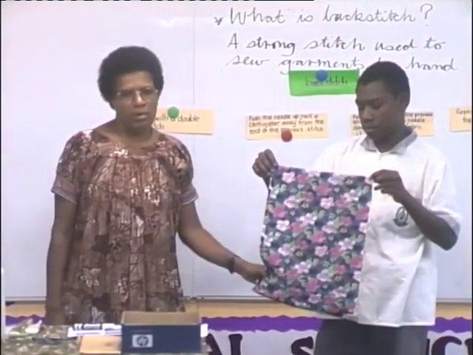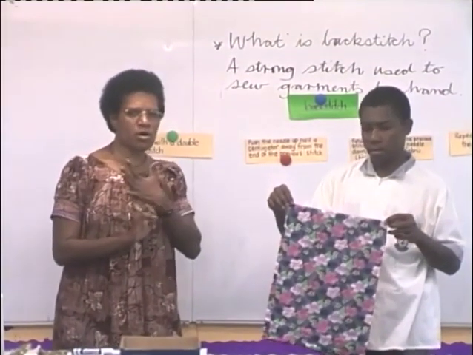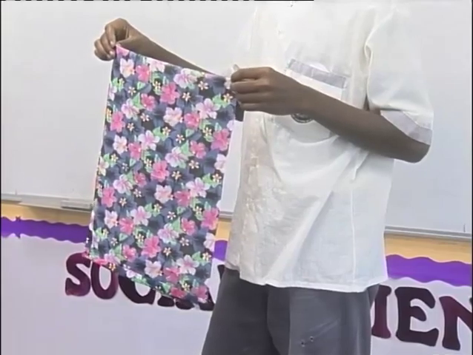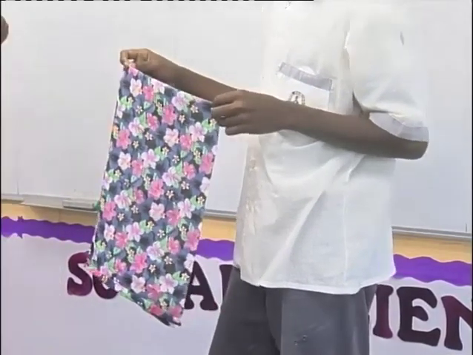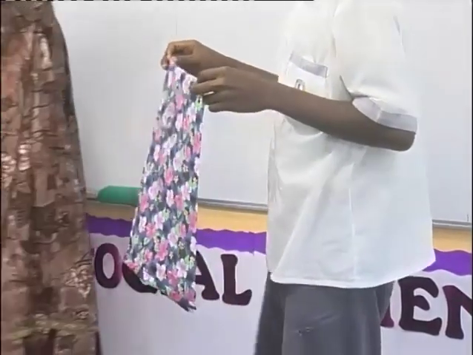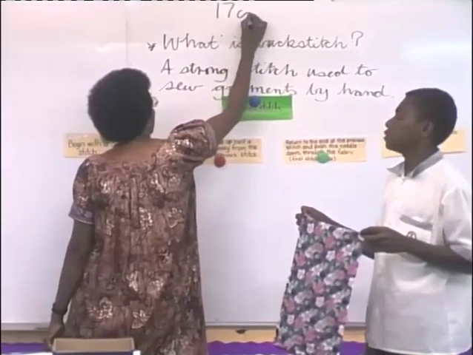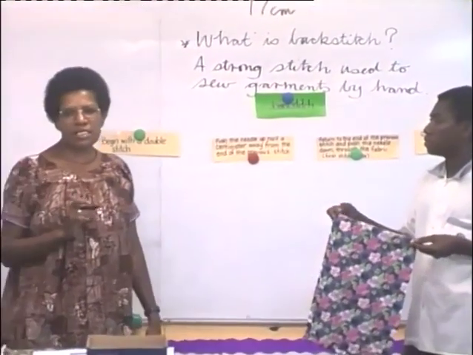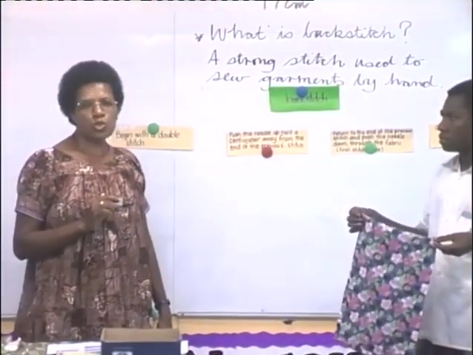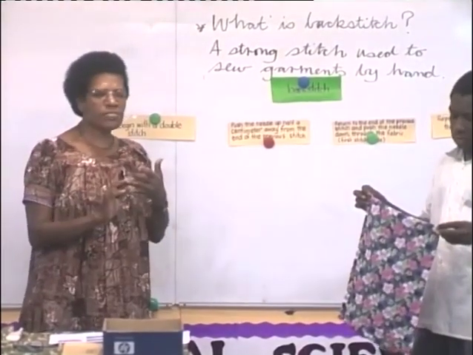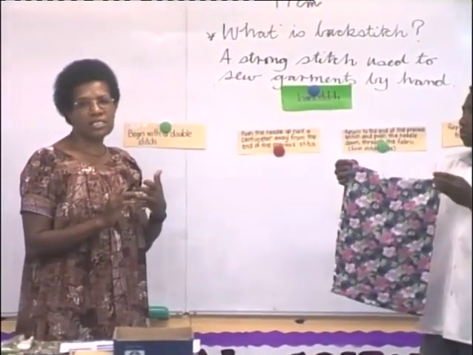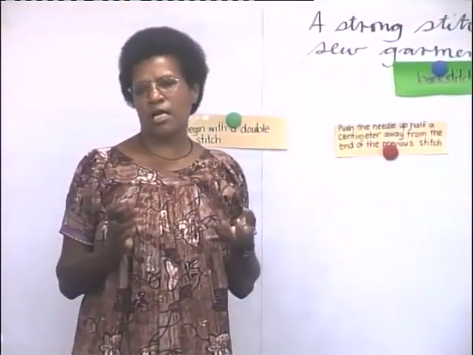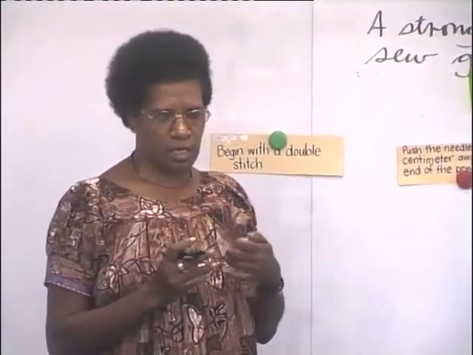Now, make sure, before you do anything else, the flap of the pillowcase is actually 17 centimeters. For seam allowance, how many centimeters did we use? 2 centimeters. We used 2 centimeters from that 17 centimeters for seam allowance, which means how many centimeters are left now? 15.